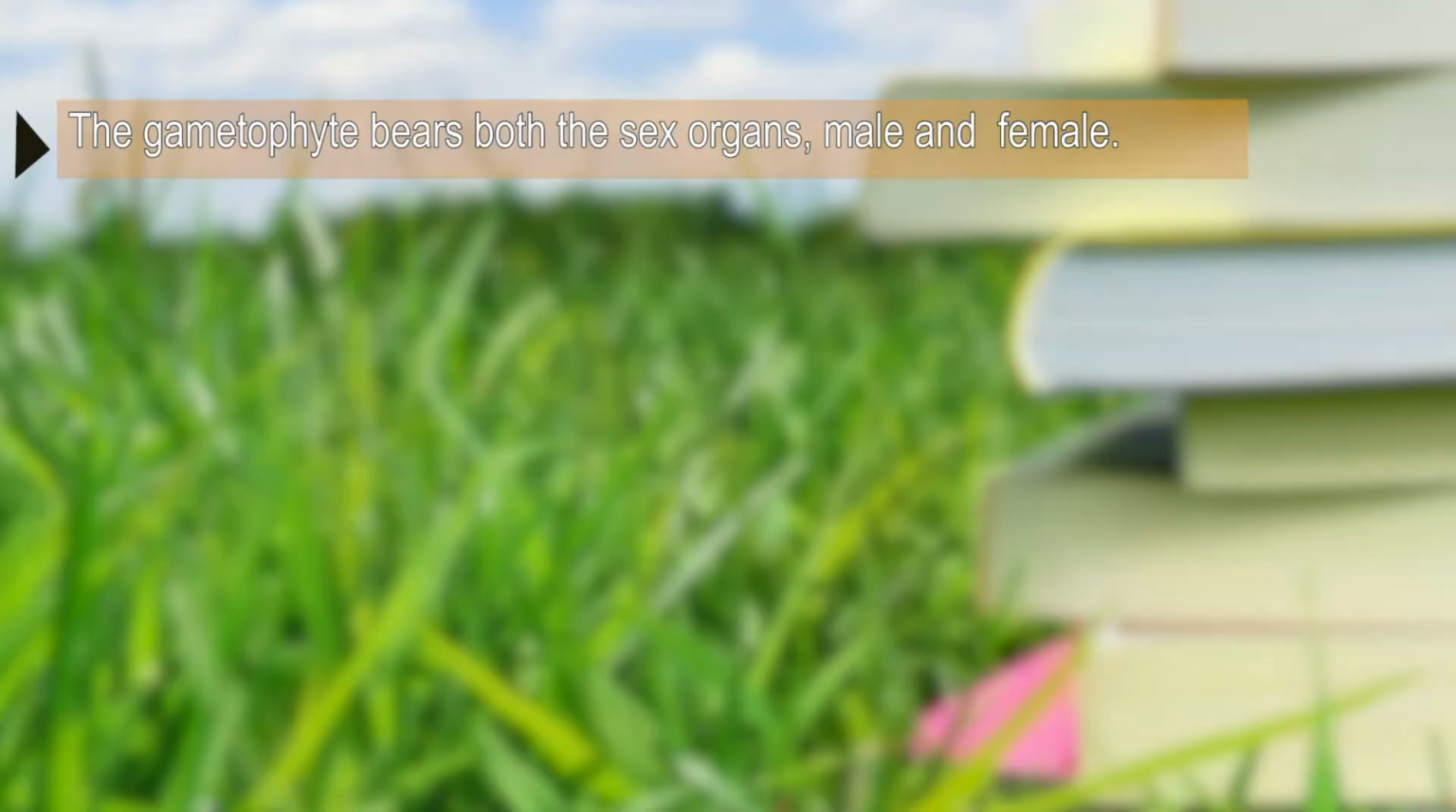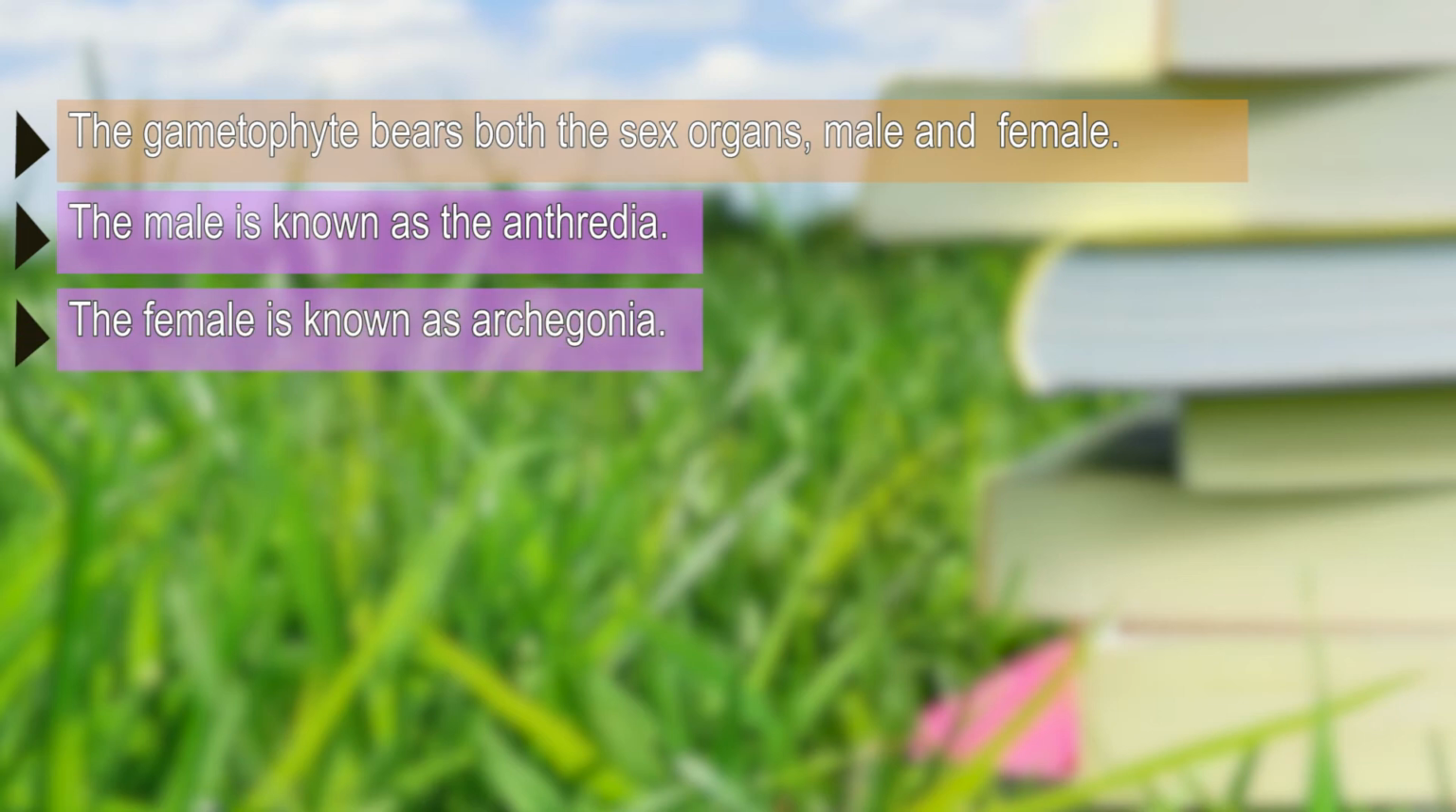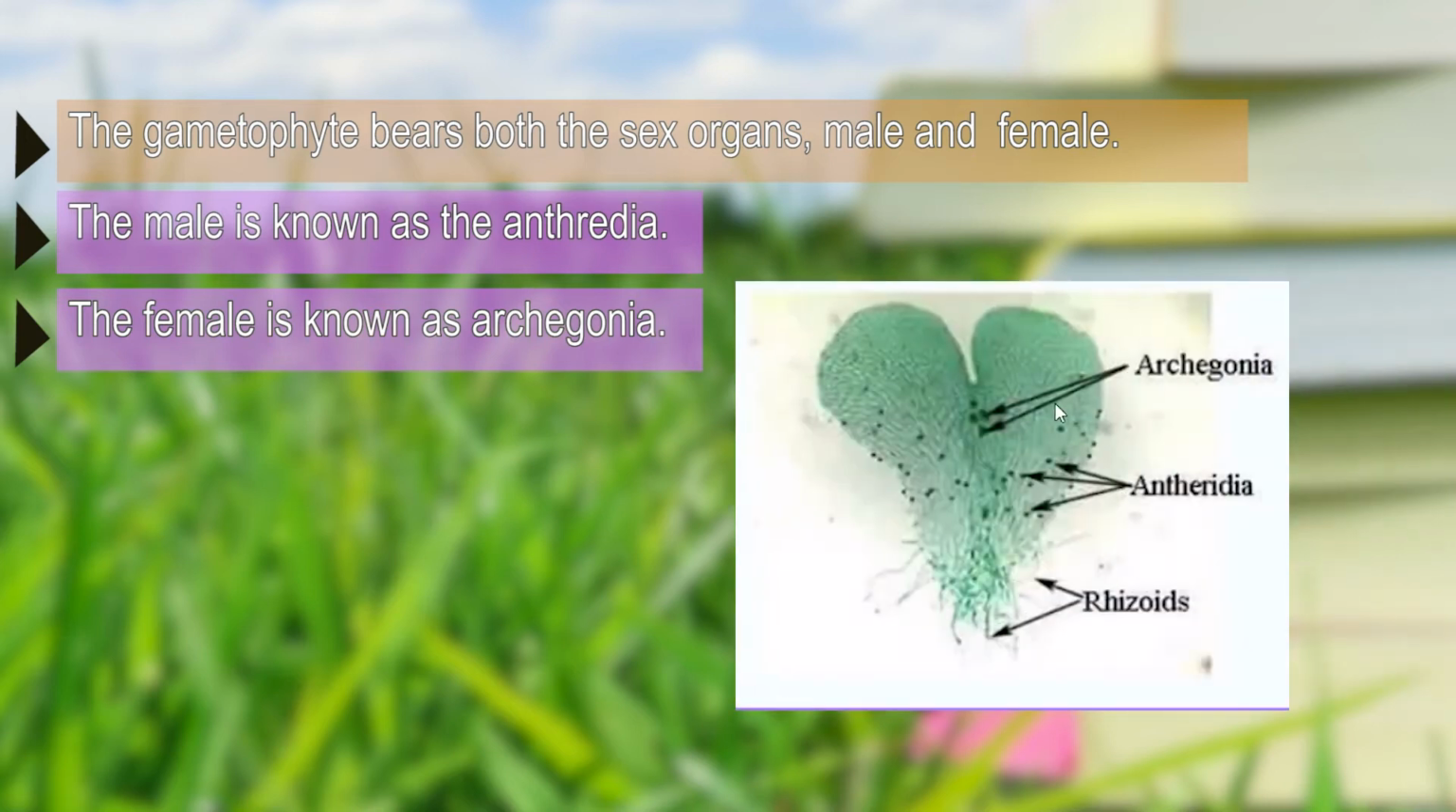Now coming to the gametophytic phase. The gametophyte bears both the sex organs, the male and the female. The male is known as the antheridia and the female as the archegonia. You can see this archegonia is present just below the apical notch, whereas the antheridia are present in the lower portion, and are usually amongst the rhizoids.